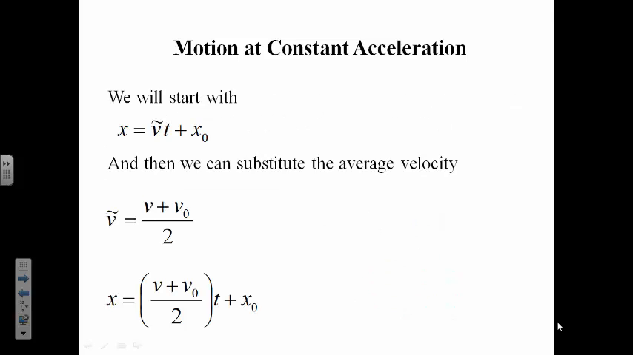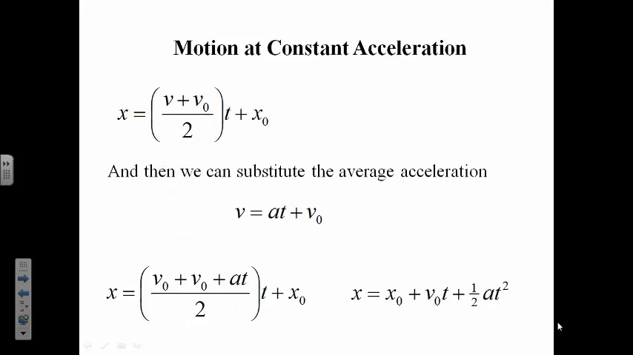So we'll start with this equation here. Our position is equal to our original position plus our average velocity times time. To account for the fact that our velocity is changing, we're going to substitute in this new average velocity, which accounts for the fact that we're having some acceleration. So we plug this into there, and we get this new looking equation here.